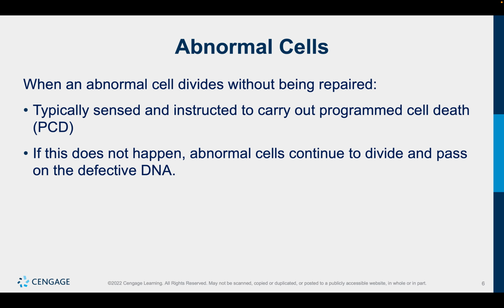When an abnormal cell divides without being repaired, it typically sends an instruction to carry out programmed cell death, called PCD. If that does not happen, abnormal cells continue to divide and pass on the defective DNA.